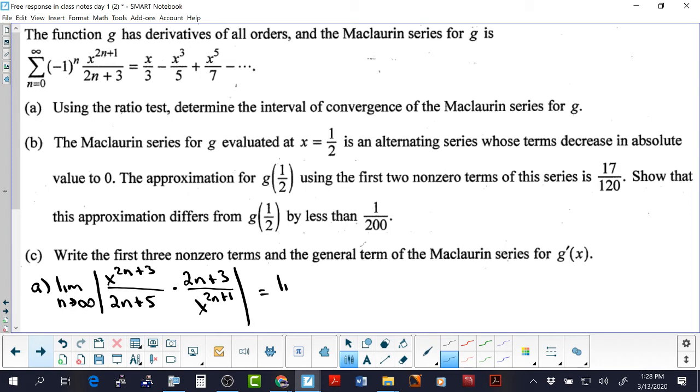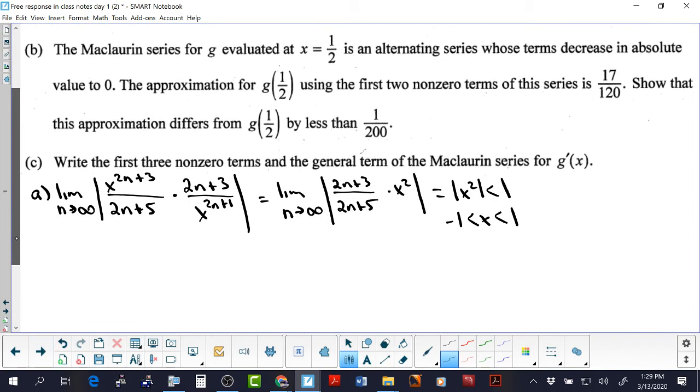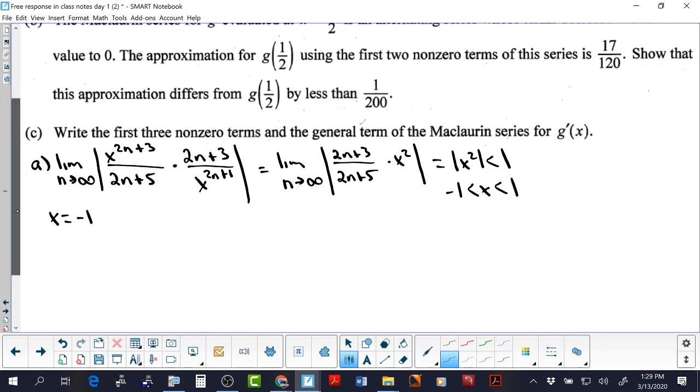So that's equal to the limit as n approaches infinity of the absolute value of 2n plus 3 over 2n plus 5, then there's 2 extra x's on the top, so times x squared. So now the absolute value of x squared has to be less than 1. So negative 1 is less than x is less than 1. So x has to be between negative 1 and 1. So there's so far the interval of convergence. Now we have to check our endpoints. So let's check negative 1.